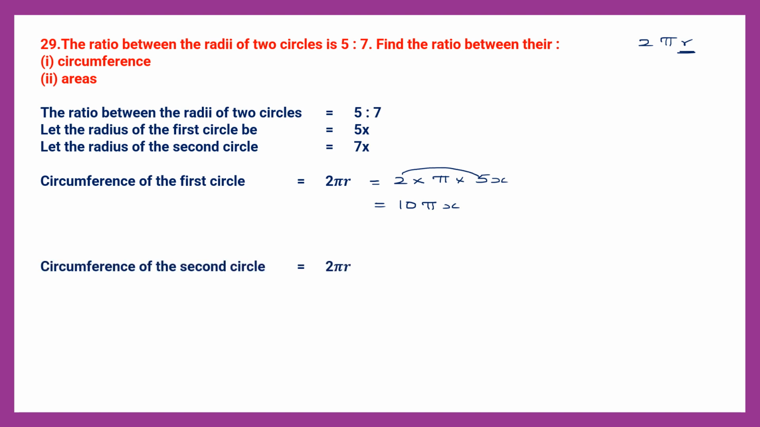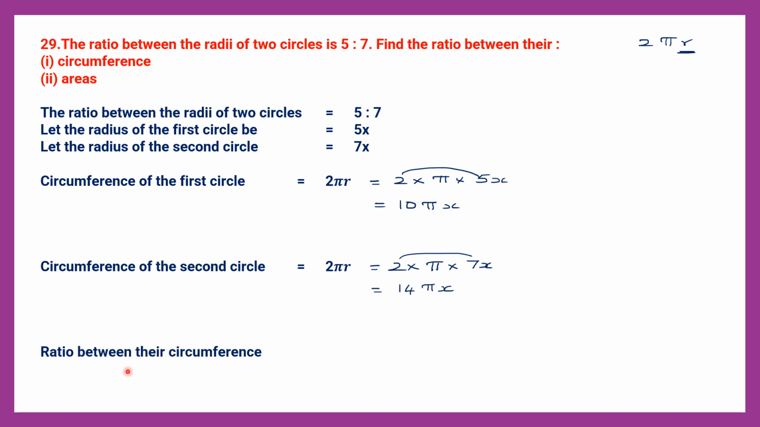Similarly, let's find the circumference of the second circle. The formula is the same, 2 pi r. So that is 2 into pi into the radius here is 7x. Now let's multiply the numbers. 2 into 7, that's 14. What is left? Pi is there and x. So now we have the circumference of the first circle and the circumference of the second circle.